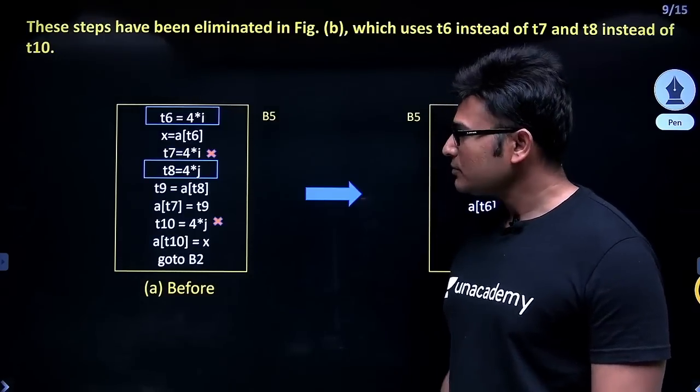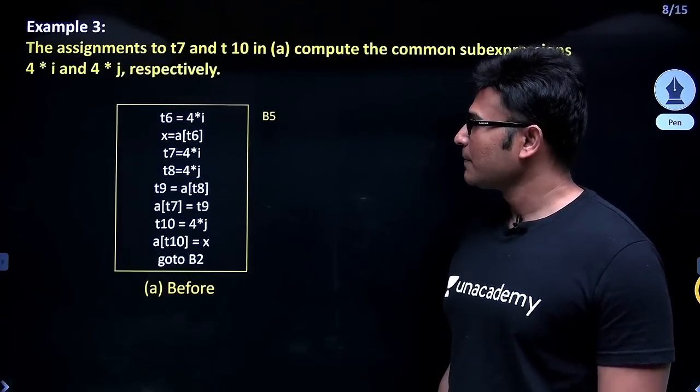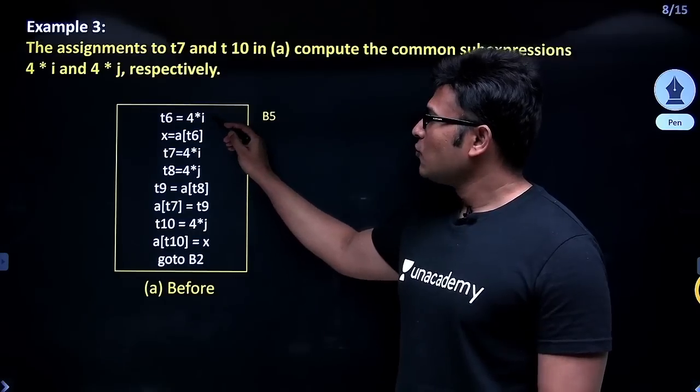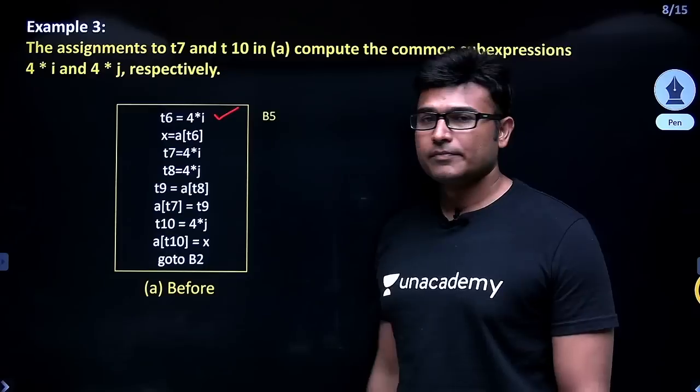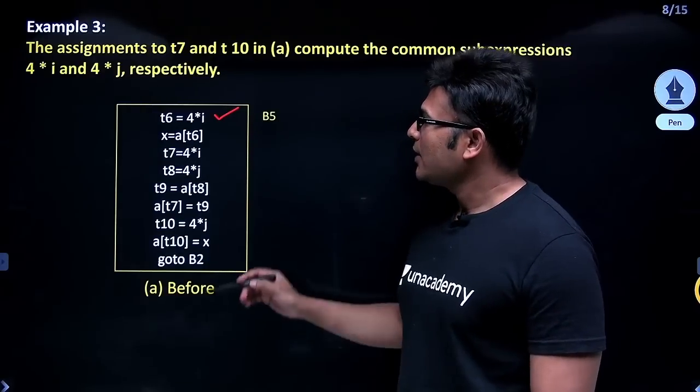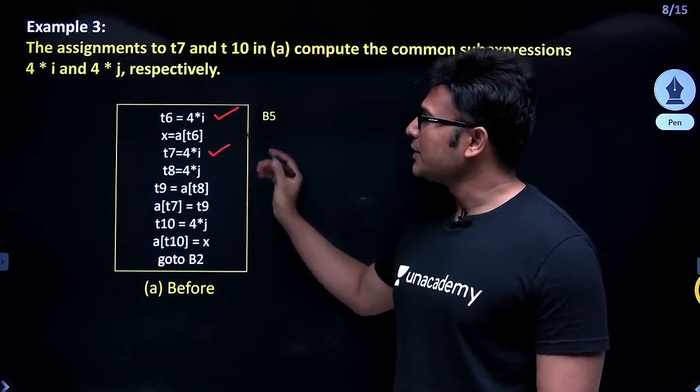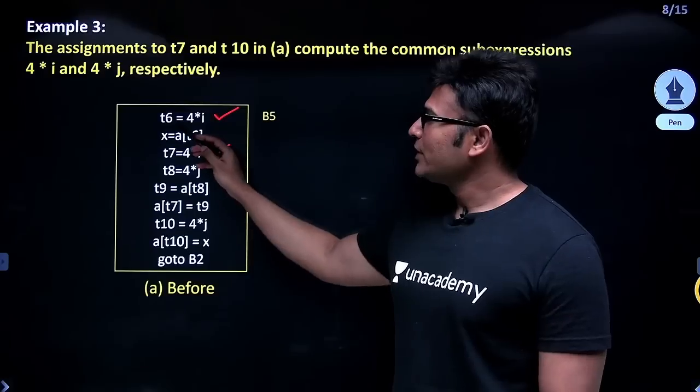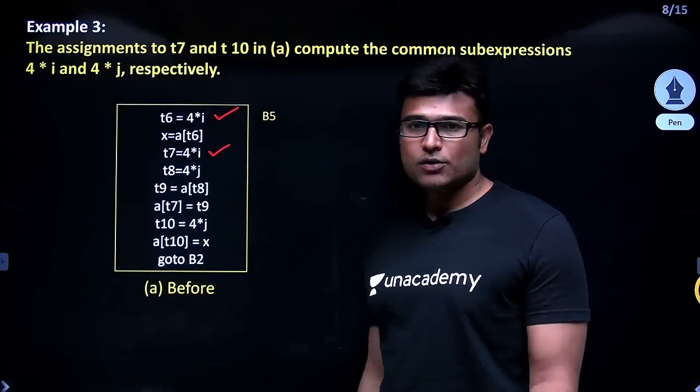Now you can clearly see that 4 into I is computed here, and again 4 into I is computed here. Both at T6 and T7 are doing the same thing.